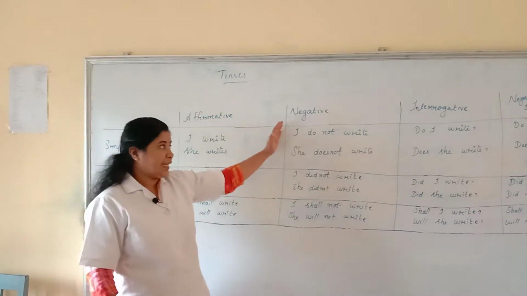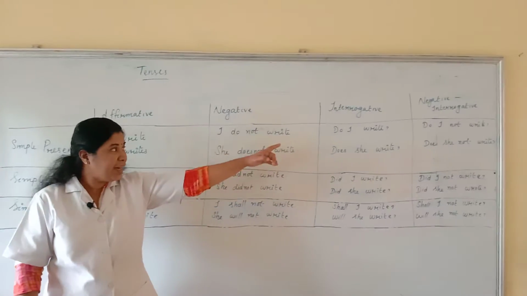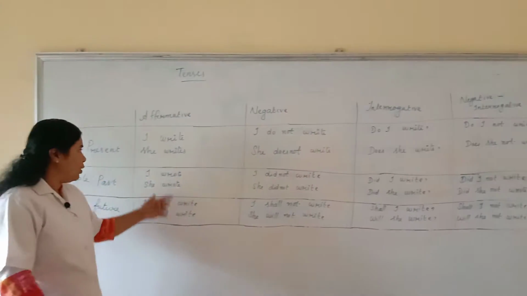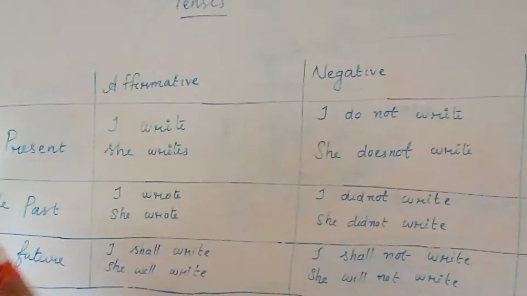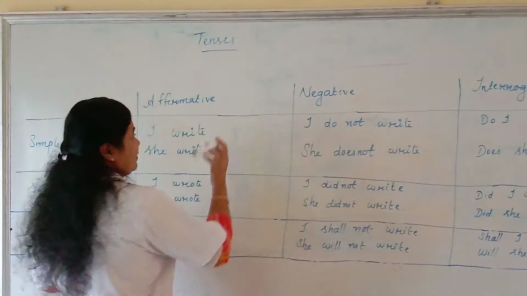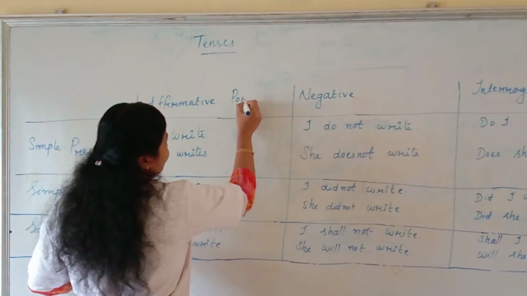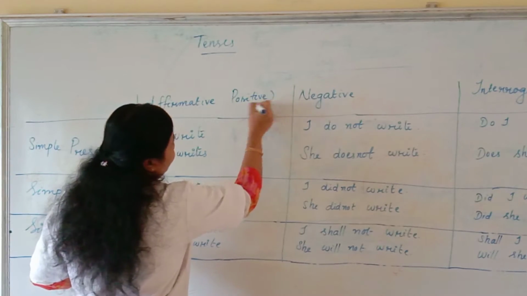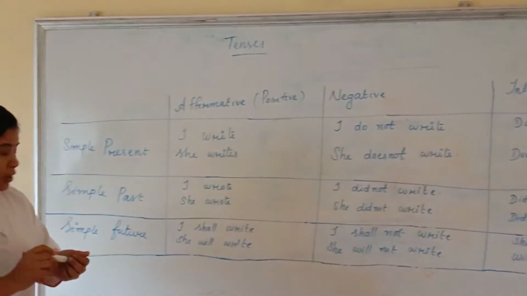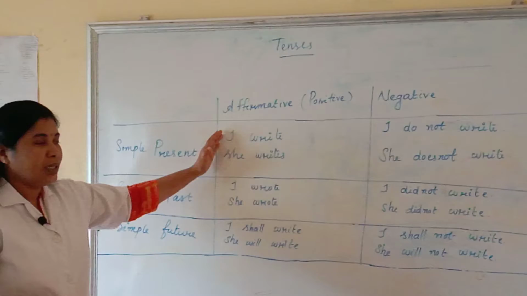Affirmatives, negatives, interrogatives and negative interrogatives. What is first? Affirmative. Affirmatives are the positive. We can say in another way it is positive. Understand? So you learn this.